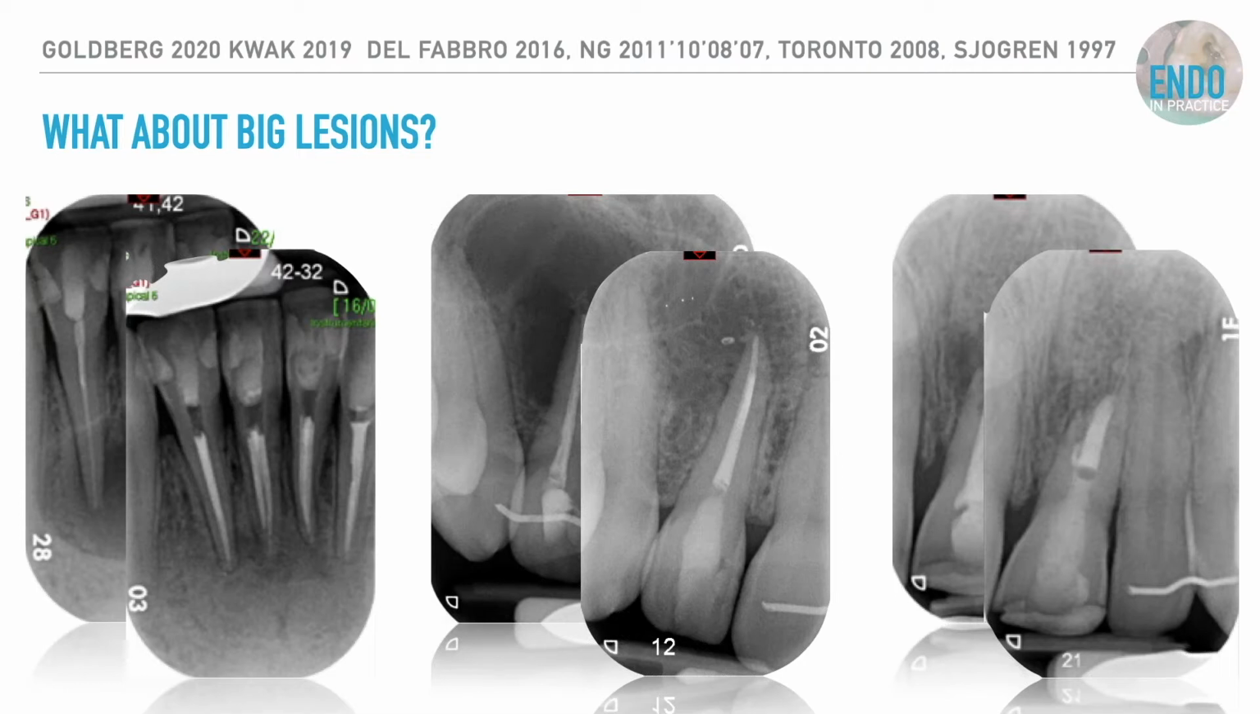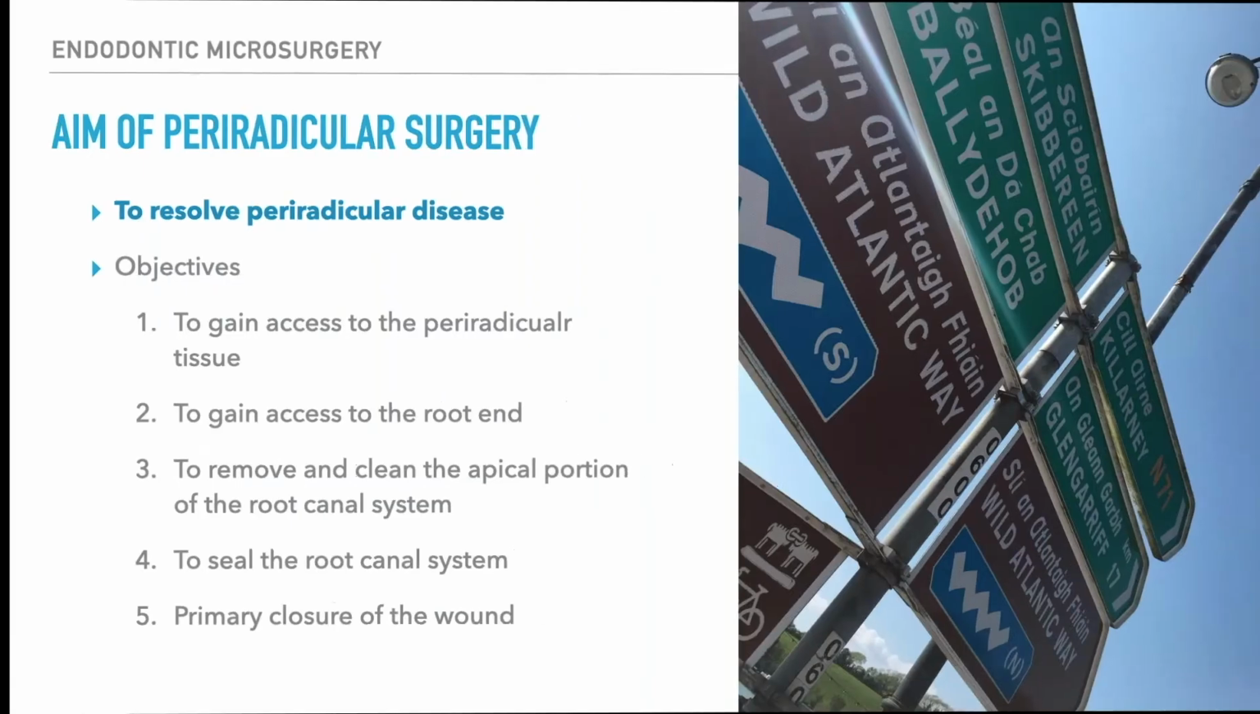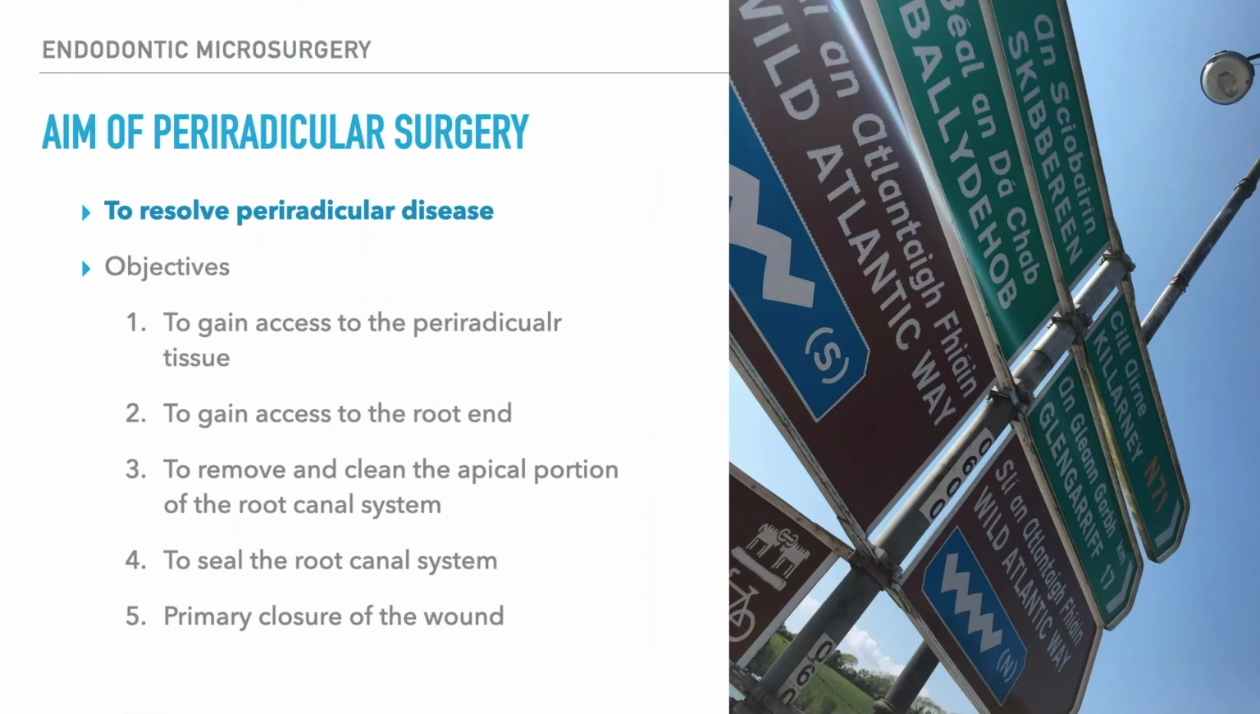So that being said, we know that endodontic treatment from an orthograde point of view works, but there are definitely instances where we need to consider surgery. Before we talk about the indications for surgery, what is it we're actually trying to achieve from surgery? Because if we don't know what we're going to try and achieve, then what outcome can we really expect?